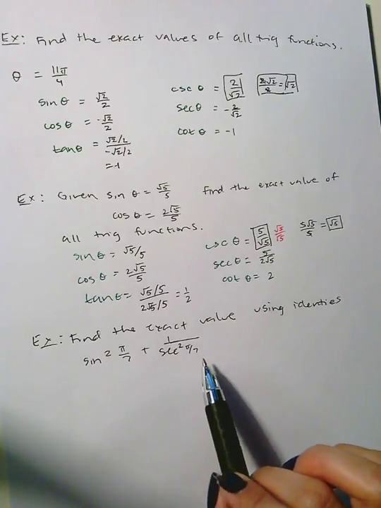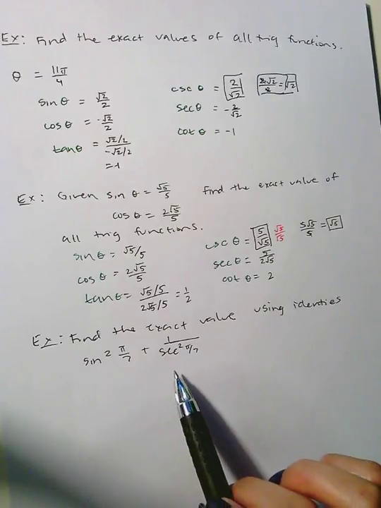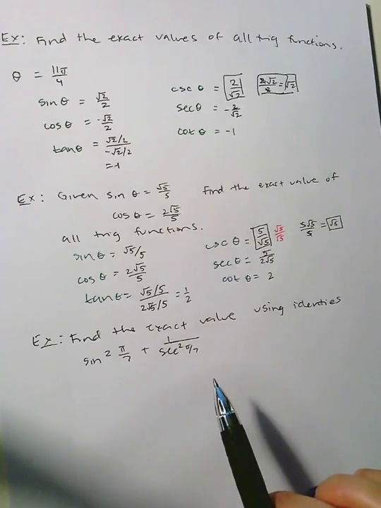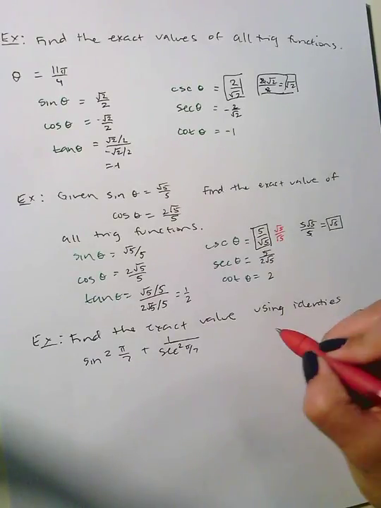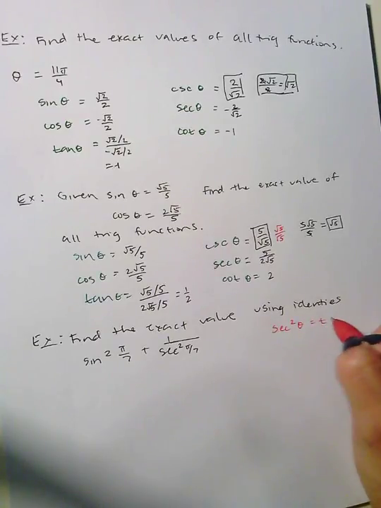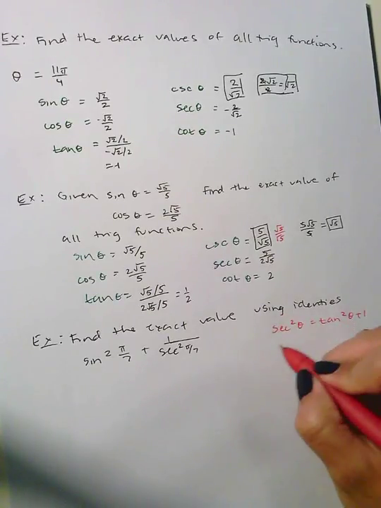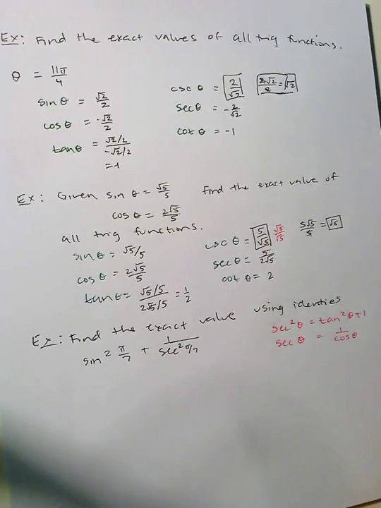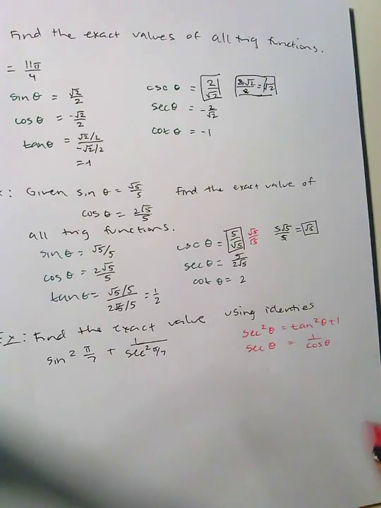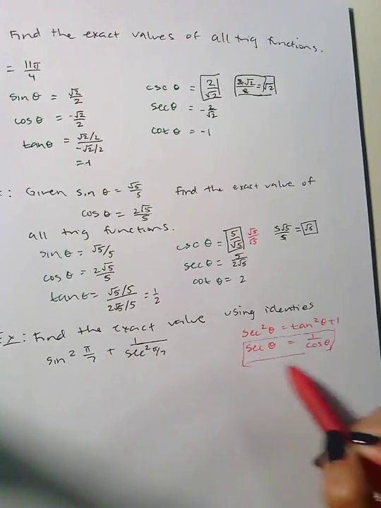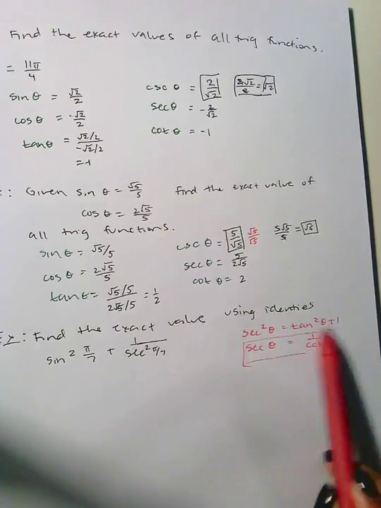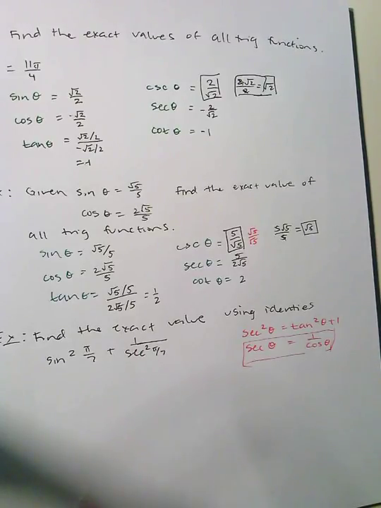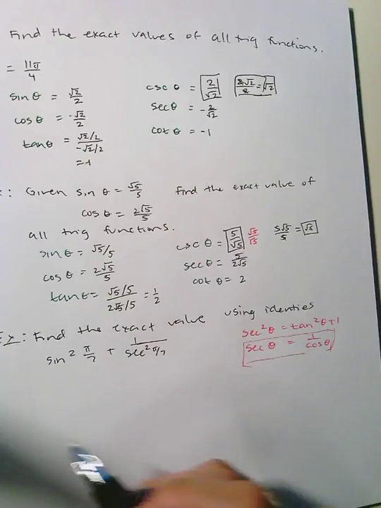So we could use that if we wanted to, or we can use secant squared is equal to tangent squared of theta plus 1, or we can use, again, secant of theta is equal to 1 over cosine of theta. So these are two options that I have. But which one's going to be more useful to me? This one right here is going to be a little bit more useful. If I tried using the other one, I'm going to get tangent squared of theta plus 1 in the denominator, so it's going to make this fraction even messier than it already is. So let's go ahead and try this one.